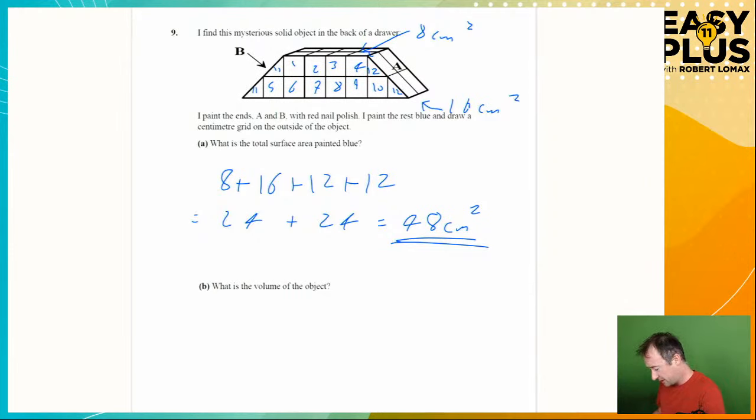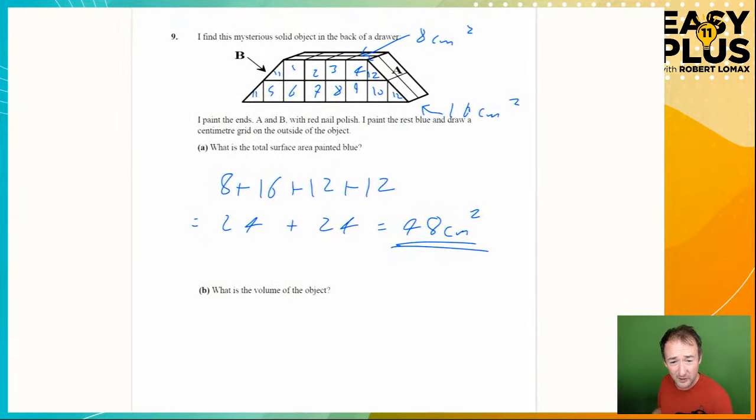What's the volume of the object? Now, there are various ways to do this, but sometimes with a maths problem, if you just look at it for a second, you'll realise there's something really, really simple that you can do.